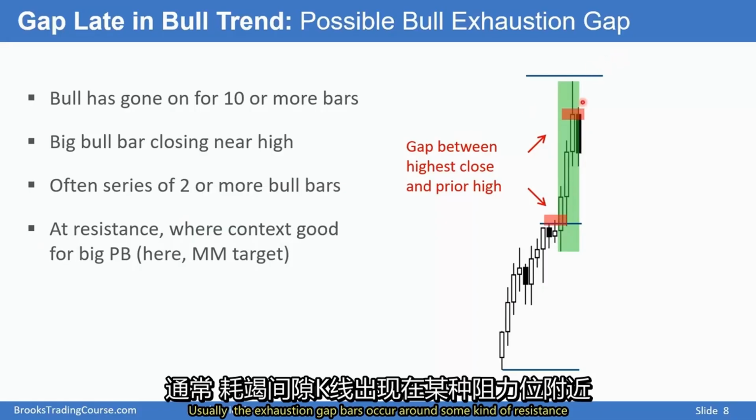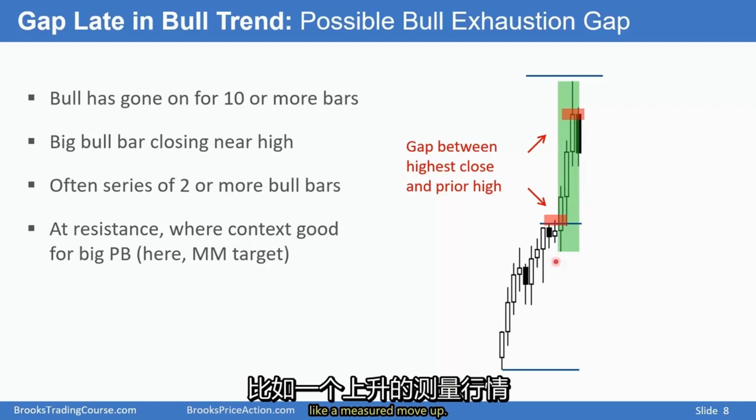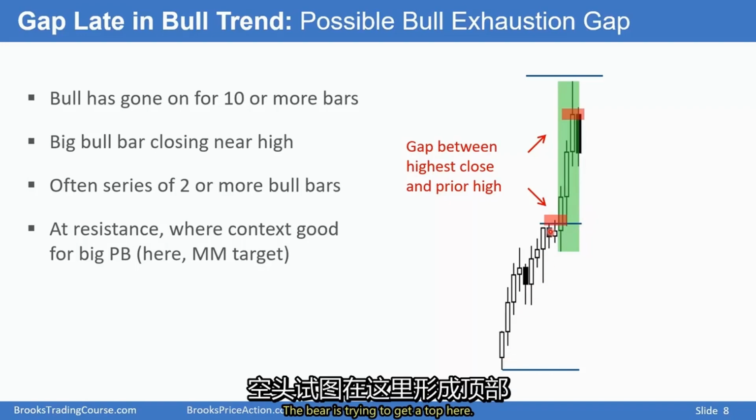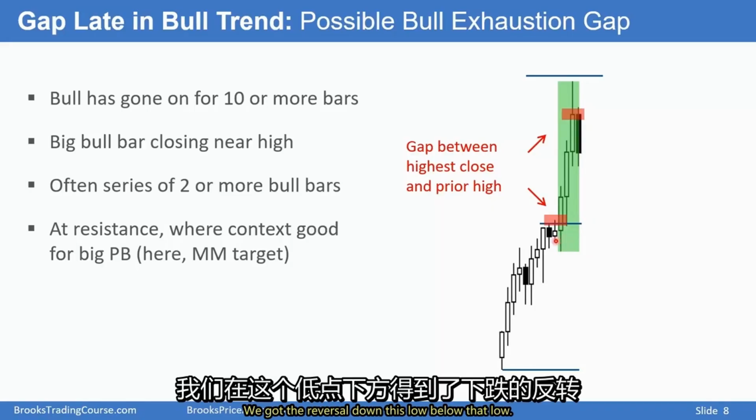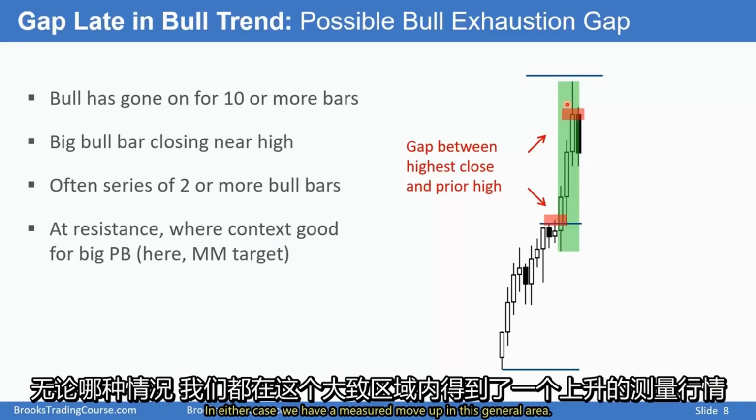Usually the exhaustion gap bars occur around some kind of resistance, like a measured move up. The bears tried to get a top here, the top failed. You could say the top was here, we got the reversal down, this low below that low. In either case, we have a measured move up in this general area.